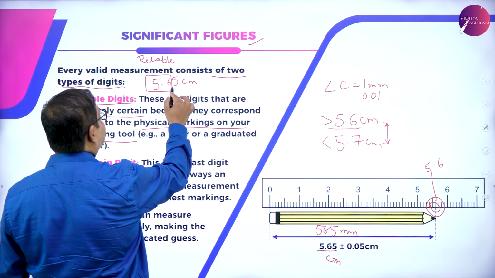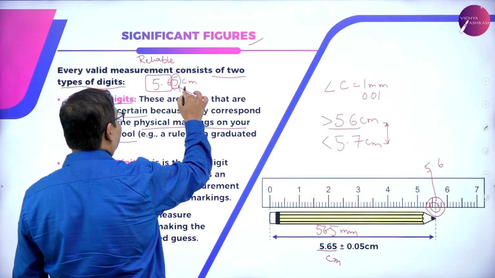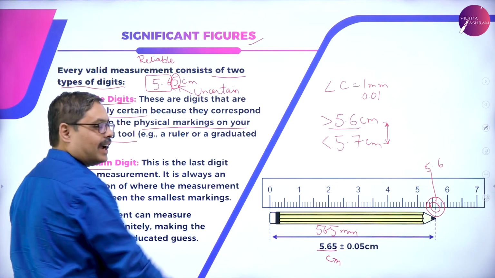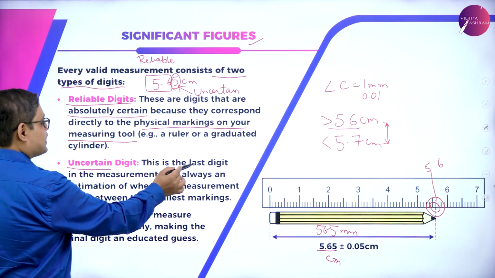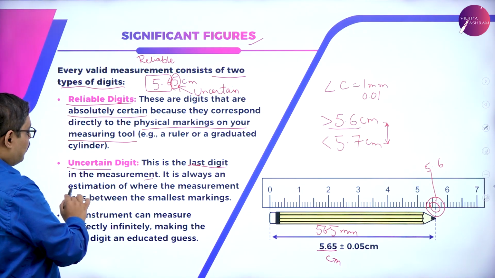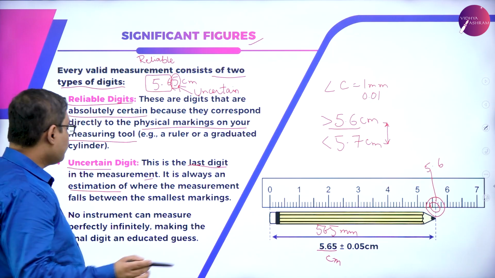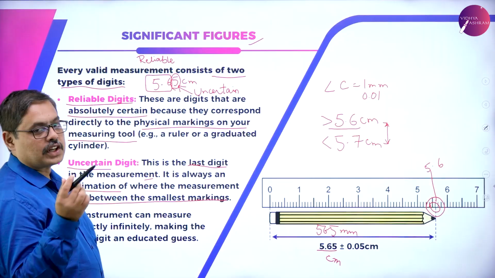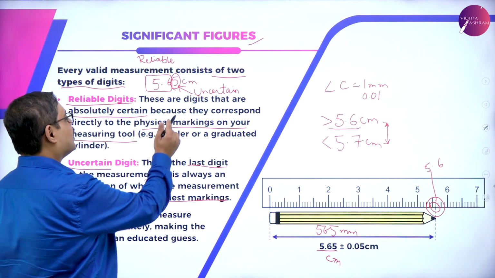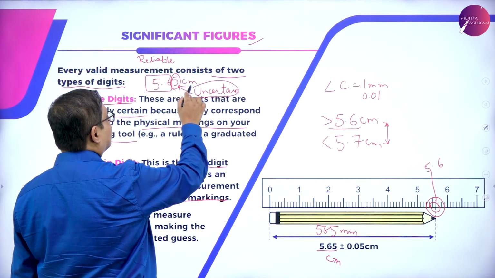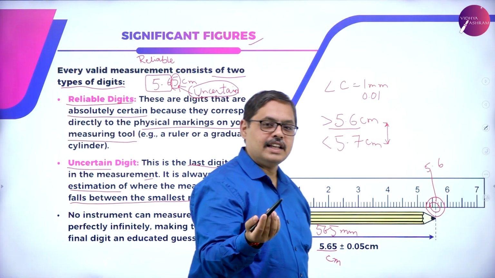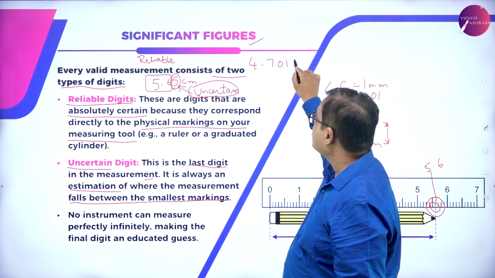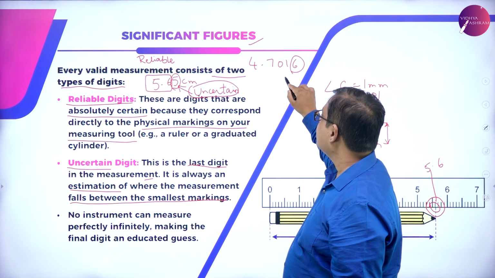What about the last digit then? This 0.5 is slightly uncertain. Why? Because I have made an approximation of that. This is the last digit in the measurement. It is always an estimation or approximation of where the measurement falls between the smallest markings. I have the least count. Between the least count markings, wherever they fall, it will always remain uncertain. Whatever the least count of the measuring instrument, it may go up to 4 digits if you want, 4.7016. This 6 will be uncertain.